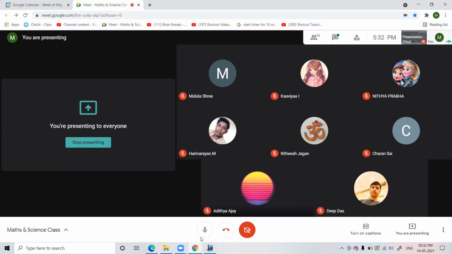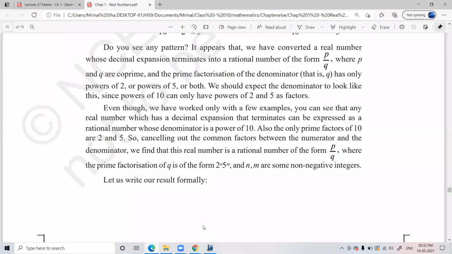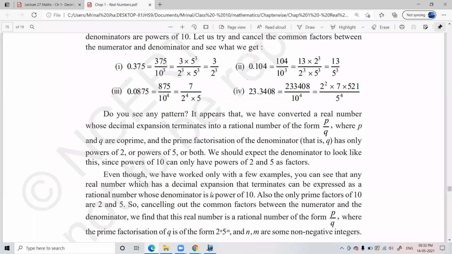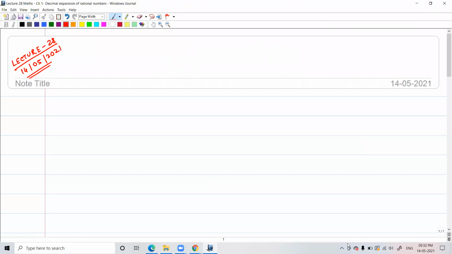Fine. So in the previous class, we were talking about decimal numbers and how different types of decimal numbers represent either rational or irrational numbers. So all of you recall that? Yes, sir. Okay. So just a very quick recap.